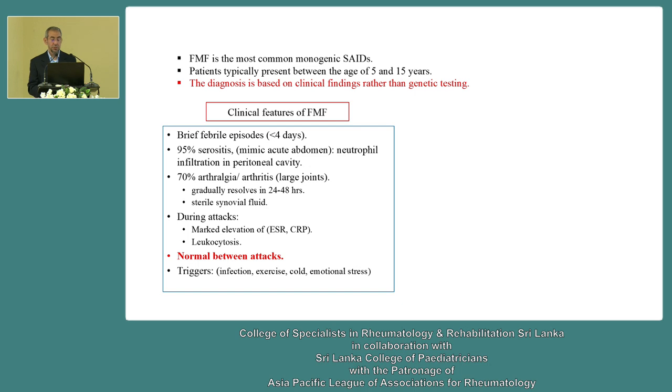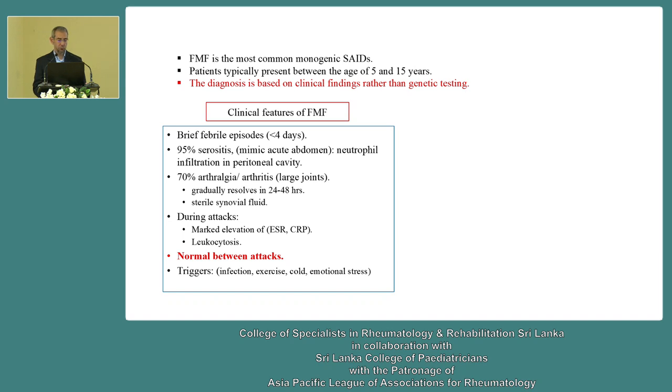Now, FMF is the most common monogenic systemic autoinflammatory disease. Patients typically present between the ages of 5 and 15 years. The diagnosis is based on clinical findings rather than genetic testing. And the clinical features: brief episodes, less than 4 days. 95% of patients present with serositis, mimicking acute abdomen.